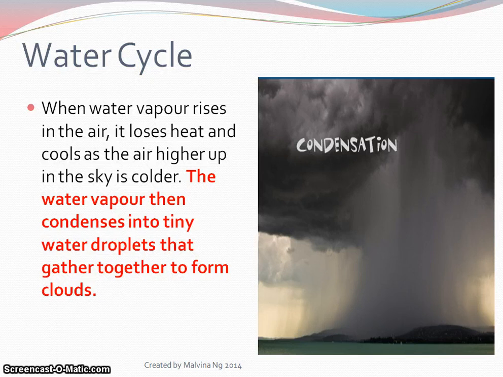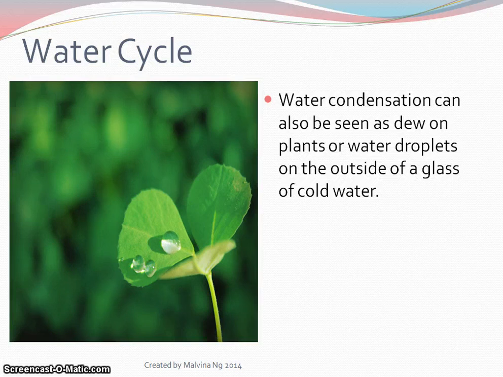However, it is not always the case that the water vapor will condense into water droplets that will gather together to form clouds. Other examples of water condensation can be seen as dew on the plants in the early morning, or as water droplets found on the outside of a cold glass of water.